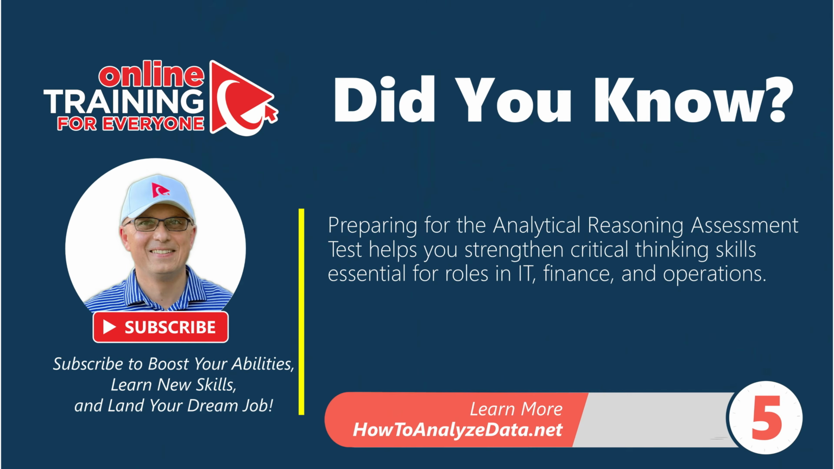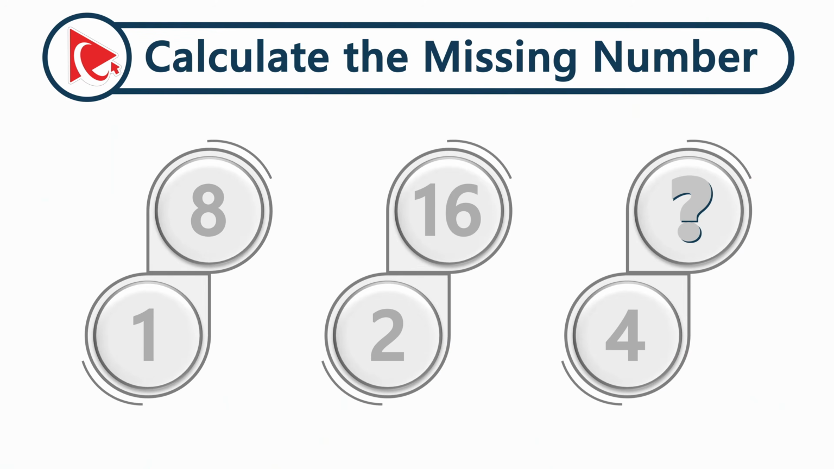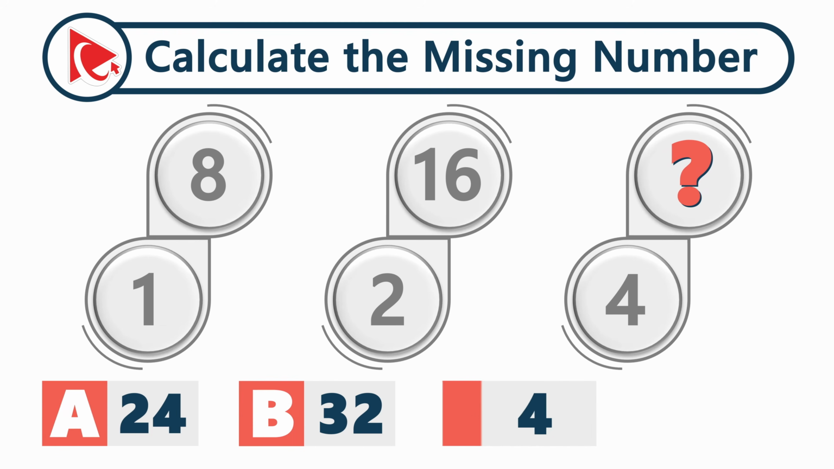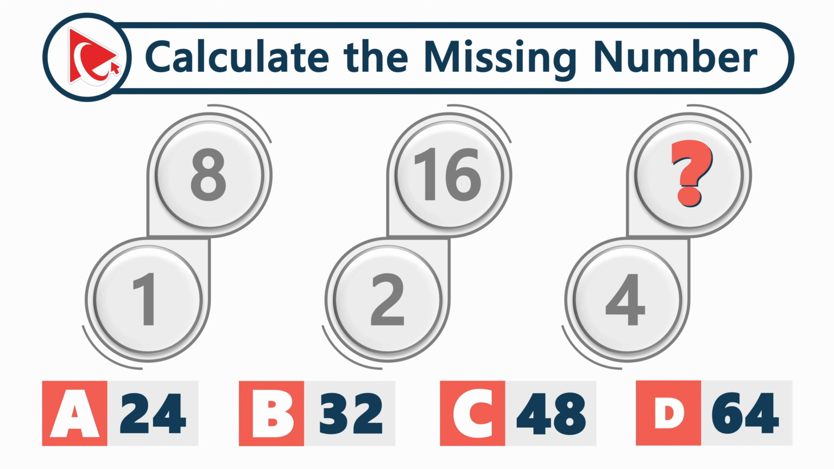In this question, you're presented with 6 water drops, broken into 3 pairs. The first pair has numbers 1 and 8, the second one has numbers 2 and 16, and the third one only has one number, 4. Your goal is to find the missing number for the third pair, and once found, select your answer out of 4 possible choices. Choice A, 24, choice B, 32, choice C, 48, and choice D, 64.